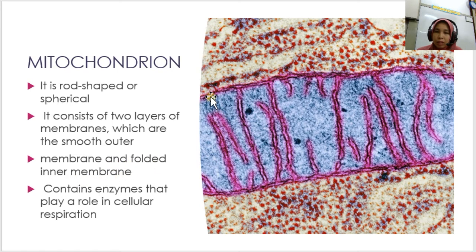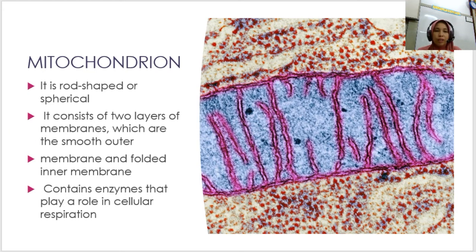So there are two layers of membrane. Ada dua lapisan membrane of the mitochondrion, outer layer di luar and also inner membrane. The mitochondrion contains enzymes that play a role in cellular respiration. So that's the mitochondrion.